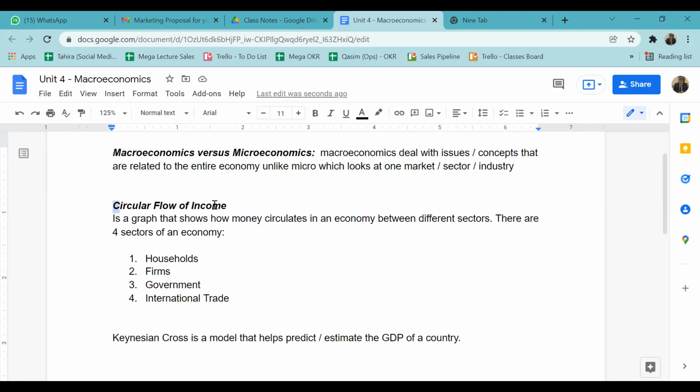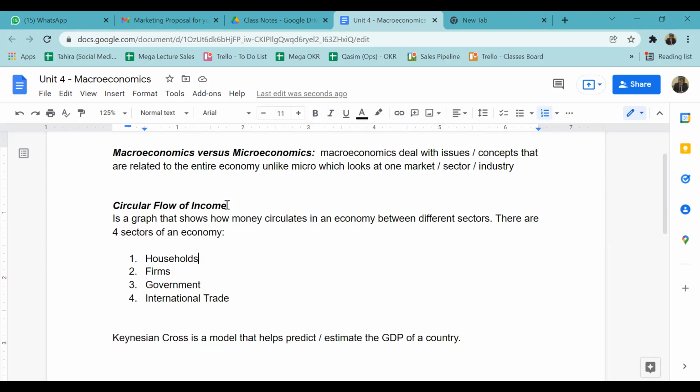So the first thing that we started off with was circular flow of income. Now, if you remember, we'll not go over it all over again, but we did discuss that circular flow of income is a model that shows how money circulates in an economy, right? So we said in any economy, there will be four sectors. What are the four sectors?